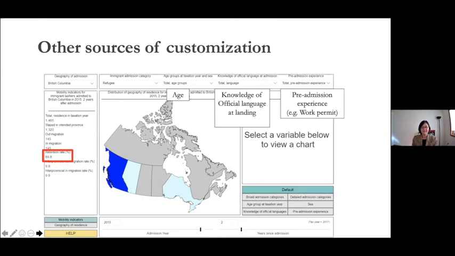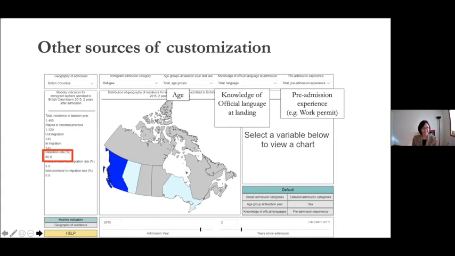Another thing that we can customize in this website is the knowledge of official language at landing. So we can look at the retention rates and the number of immigrants in a specific area based on their knowledge of official languages: English, French, English and French, and neither English nor French.